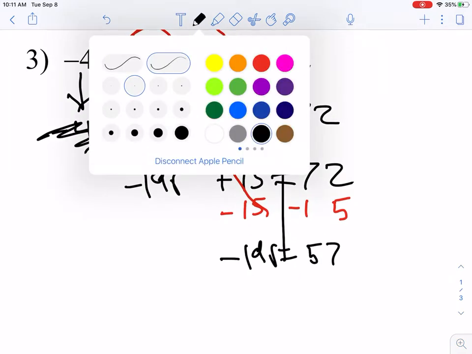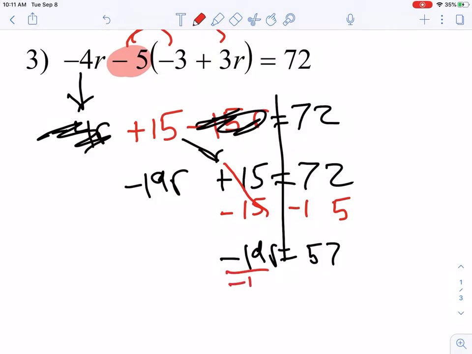I am now going to divide negative 19 to both sides because it was multiplying. I divide to find that r is equal to negative, and we do 57 divided by 19, and it's going to give us 3. Our signs were different, so we got a negative.